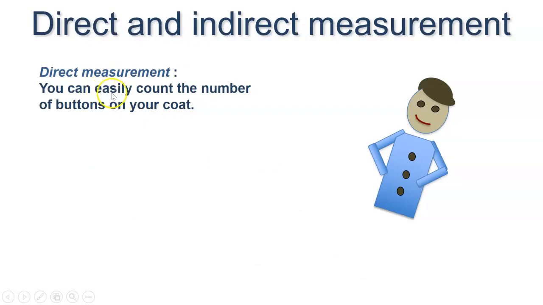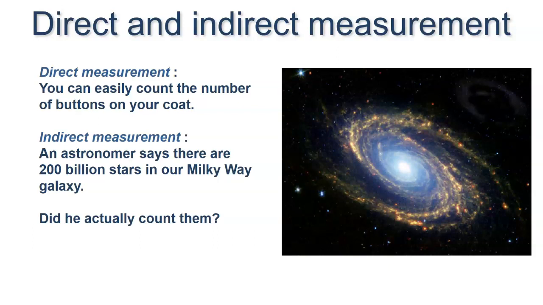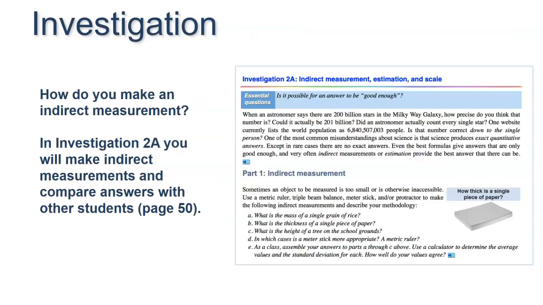Direct and indirect measurement: you can easily count the number of buttons on a coat. That would be a direct measurement. You can count the number of stools in the room. You can count the number of people in a room. But for indirect measurements, we can say things like there are 200 billion stars in our Milky Way, but nobody has sat there and counted to 200 billion. So how do we actually know that? We are going to do this, I think, next week. We're going to try to take some indirect measurements and see how we can do that, and then use the information that we gather to see exactly how we can estimate a measurement like that.